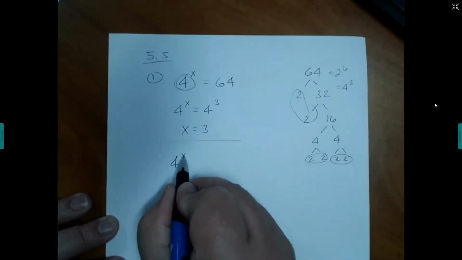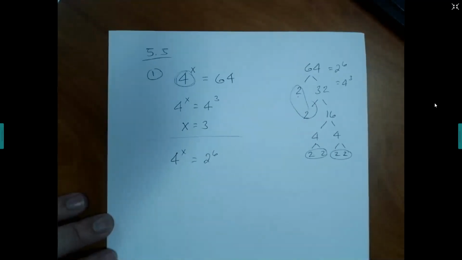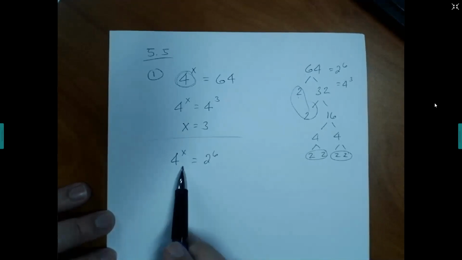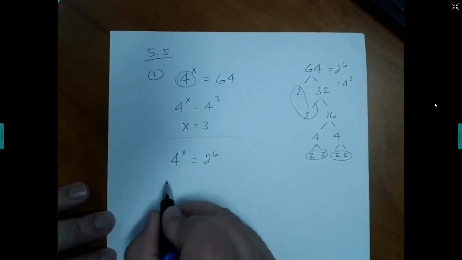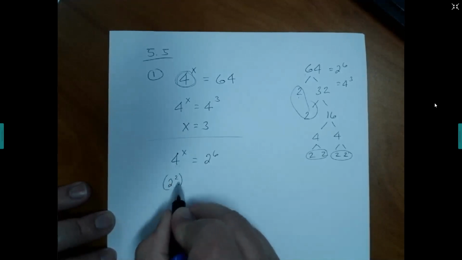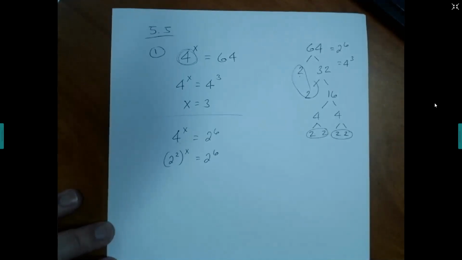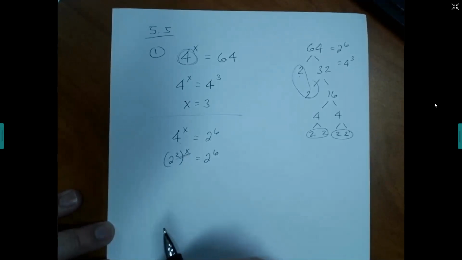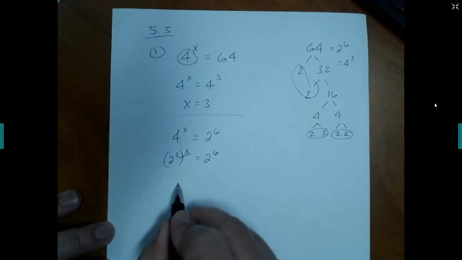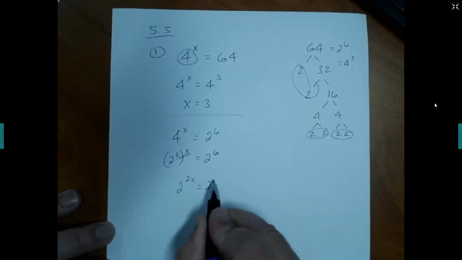Now, could we have made them the same? We had 4 to the x equals, what I did originally was 2 to the 6. Okay, they're not the same bases. Can I make them the same bases? What is 4 made up of? Yeah, it's 2 squared to the power x. The rule of exponents says whenever you have a power to a power, what do you do with them? Multiply them. So it's 2 times x is 2x equals 2 to the 6.